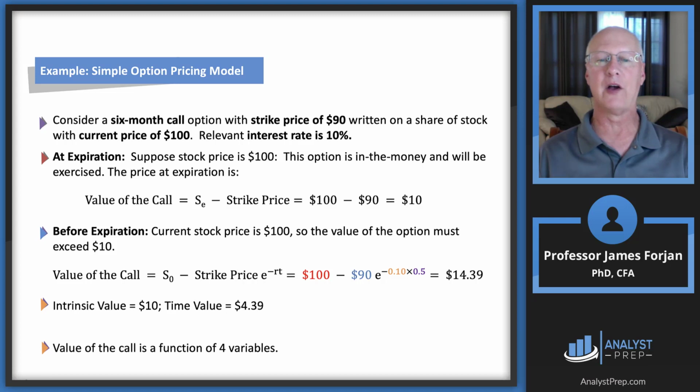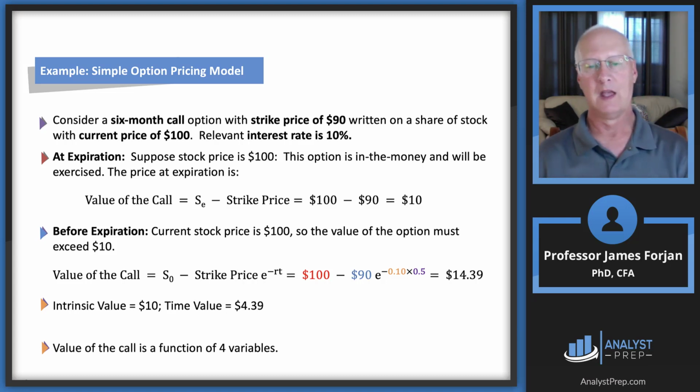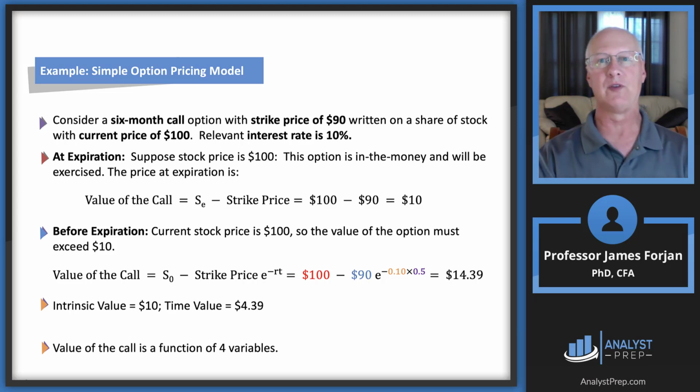So notice what the value of a call is according to the simple option pricing model. It's the difference between the stock price and the present value of the strike price. So there's that present value concept that we're familiar with since the very beginning of level 1 and hopefully the very beginning of your college days. And we get $14.39.